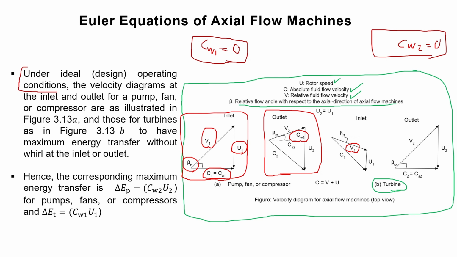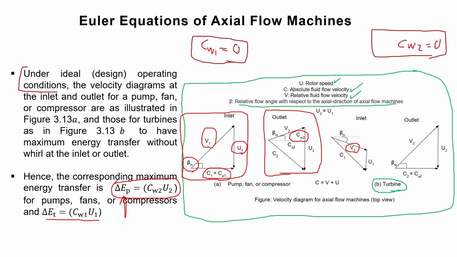Okay, so with that being said, if you are assuming swirl free at the inlet of a pump, fan, or compressor, then the energy equation, the Euler equation, will be just C sub omega 2 U2, which has a higher number relative to the case when we have swirl flow at the inlet. And here is that for the turbine.